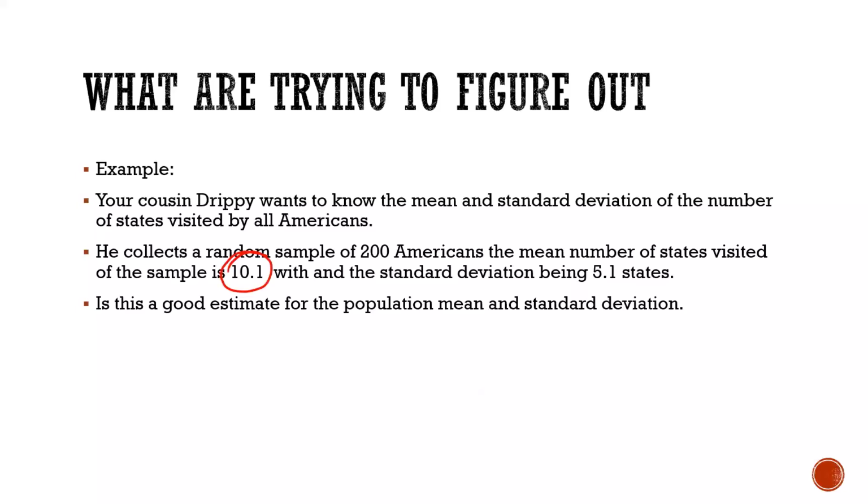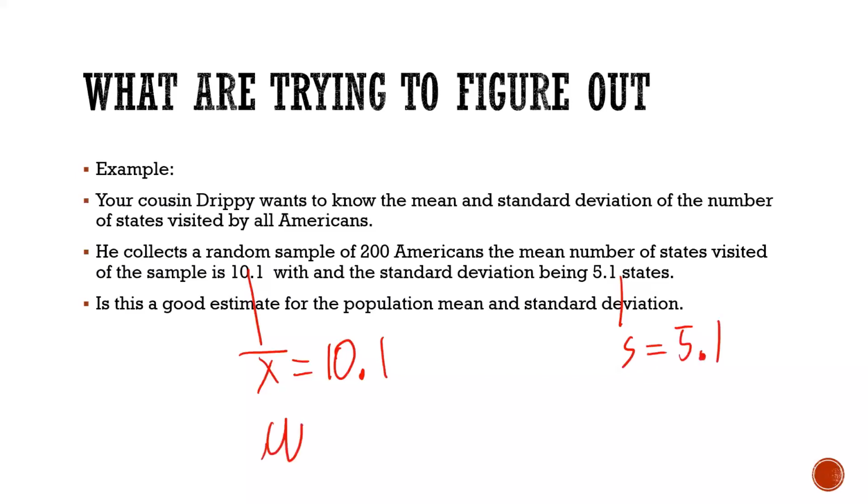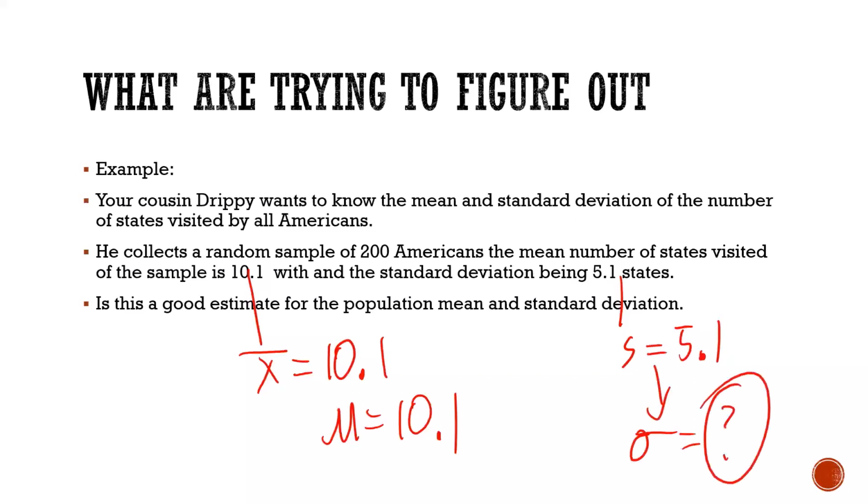If I take 200 Americans, I have a sample. Eventually what we're going to do is, okay, I know this is my x naught for one group. I know this is S. What would be my best guess for the mean? Turns out you're just going to guess that sample mean. This one, though, not quite as clear. We're going to talk about how to figure that out later.